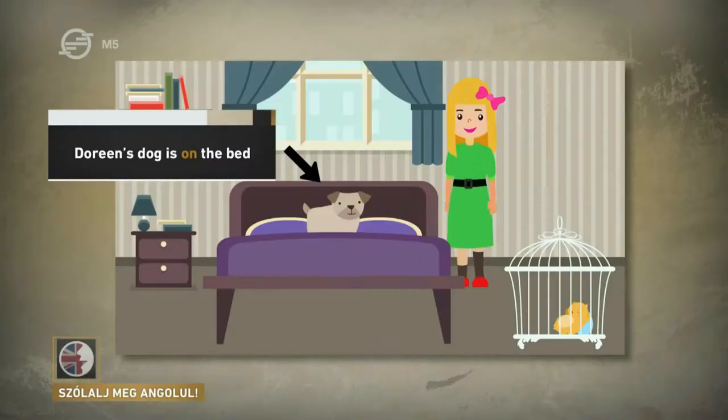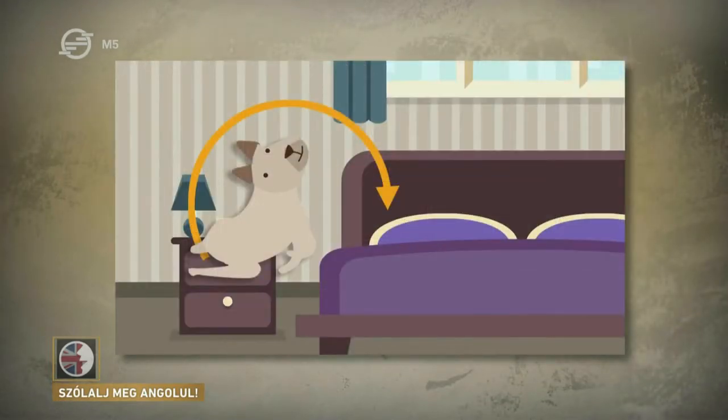So, just like with in and into, on and onto are connected. In is a preposition of place, and the same idea with movement is into. On is a preposition of place, and the same idea connected to movement is onto. Look at these two pictures. First we have on. Doreen's dog is on the bed, and this is onto. So, you see, they're connected, but one is a preposition of place and the other is a preposition of movement.